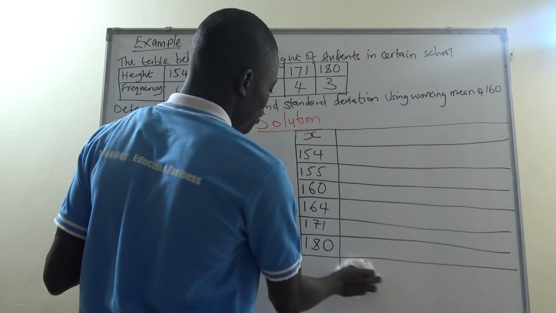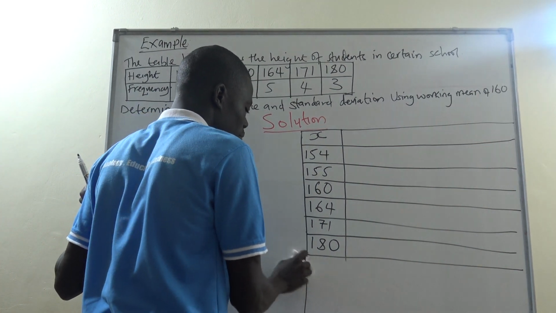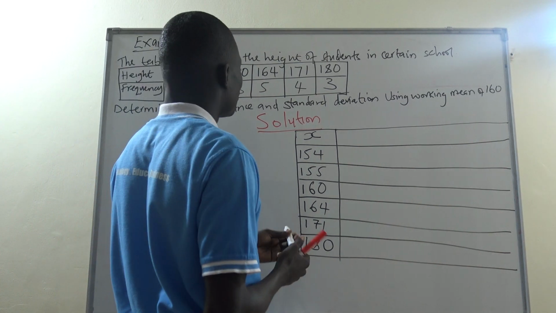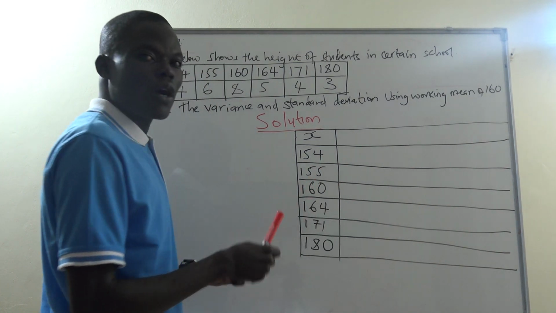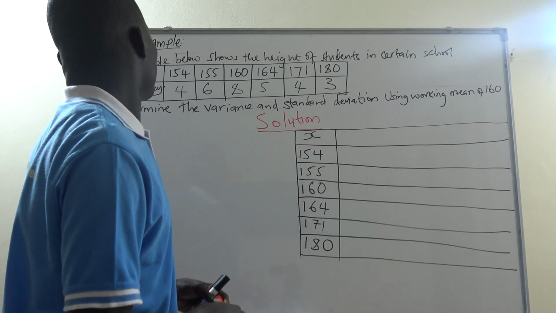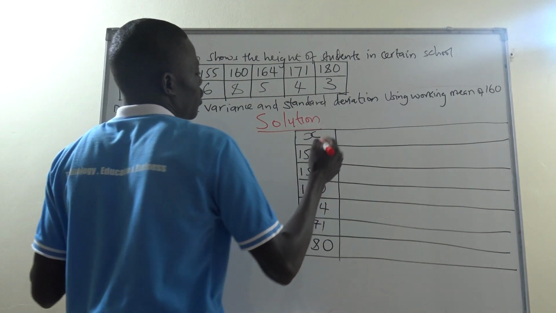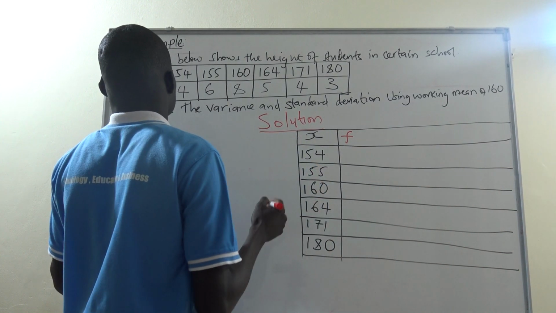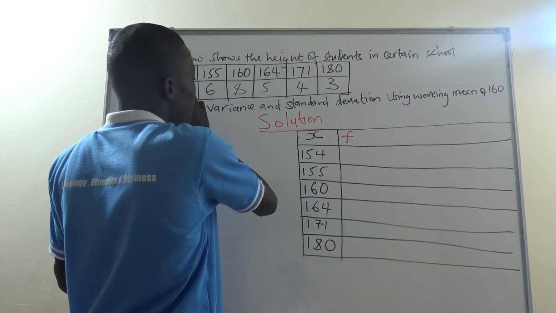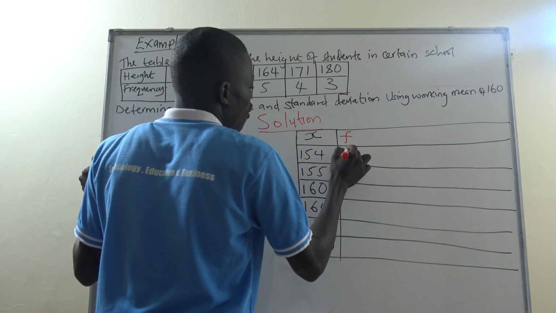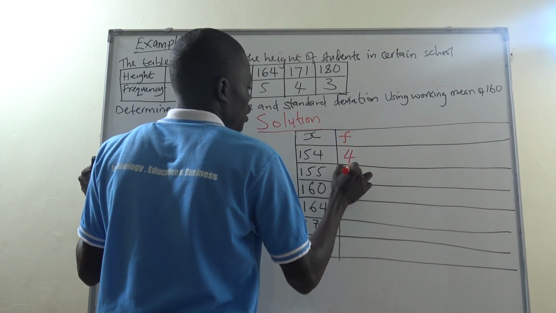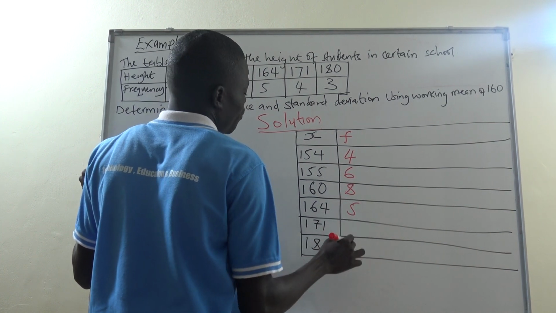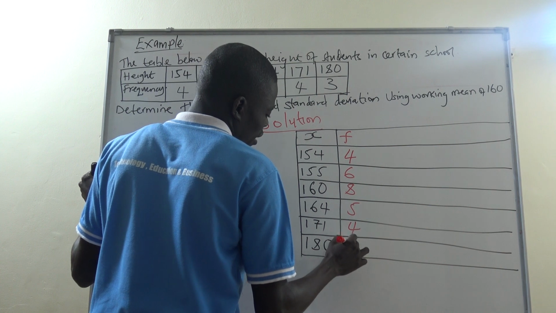So immediately we say, after finishing the first column, it is better to put the column having frequency as the next. So here our second column of frequency will be the next, and it has 4, 6, 8, 5, 4 and 3.